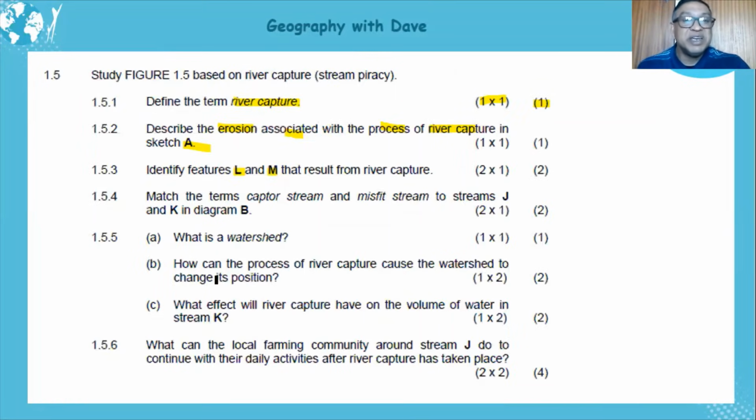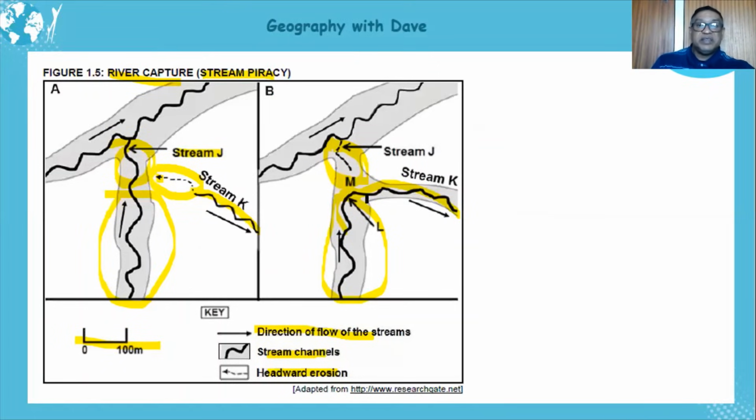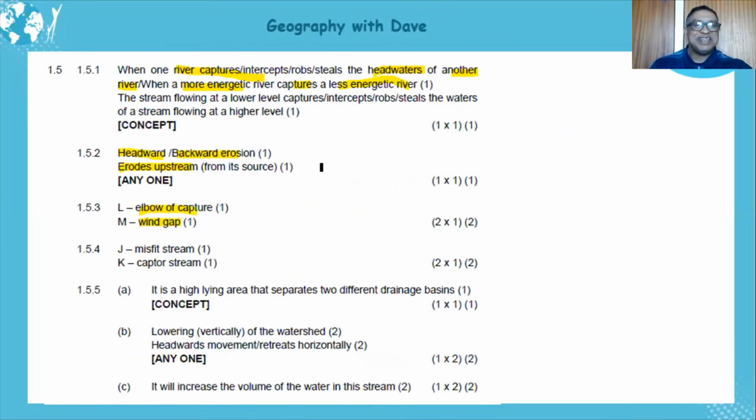All right. Let's look at the next question. Match the terms: capture stream. And can you see, you need to know now. Capture stream gains the water. And of course, misfit stream, the water is lost. Okay. The volume is gone down. Let's look at it. K, gaining the water because it's taking it away from here. Can you see it? So it's the capture stream. All right. J has lost the water. It's the misfit stream. Can you see it? All right. It's all simple application.